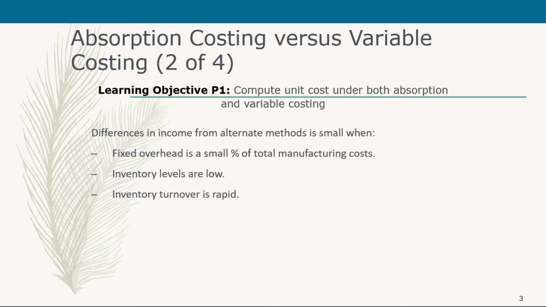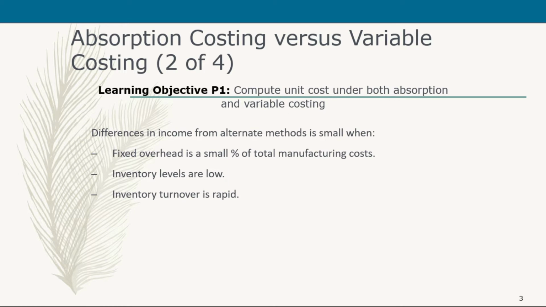And lastly, another factor is that when your inventory turnover is rapid, meaning you have a good movement of inventory. Let's say, for example, you have a fast moving inventory, whereas your level of inventory balance would only be small, and hence it will only have a slight difference in your income on both the methods.